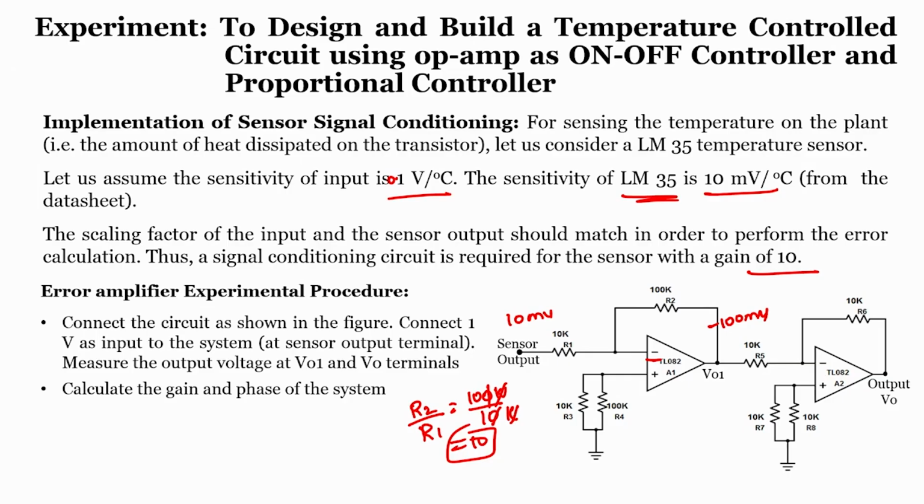So, because of that reason, the output of the first stage of inverting amplifier circuit has been connected to the second stage of an inverting amplifier with a gain of 1. So, since the gain is 1, no change in the amplitude of output voltage, but there will be a phase change, because it is also an inverting amplifier. So, we will get output as 100 milli.